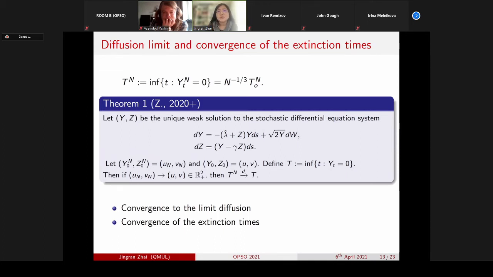So next, we want to see what is the distribution of the scaled extinction time. The first result we have is that we can find the scaled Markov chain weakly converges to a limit diffusion, and we can connect our scaled extinction time Tn to the hitting time of this limit diffusion.